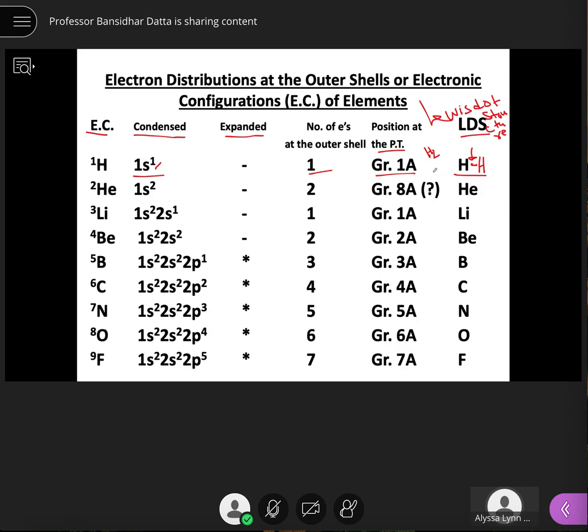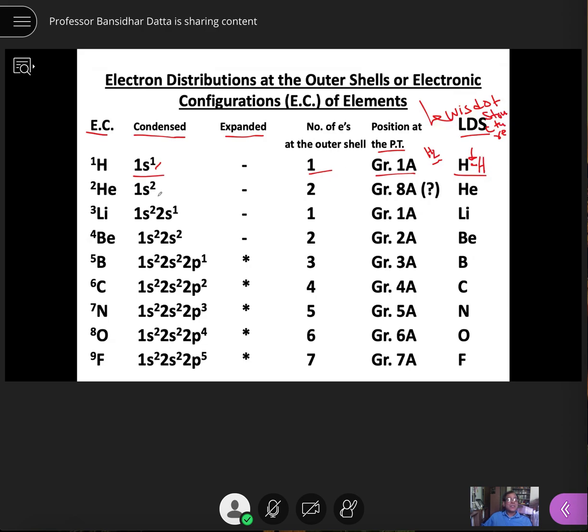I have a question. For the Lewis dot structure, do we write just the dot, or do we have to write the bond? No, just a dot. But I showed you that hydrogen doesn't exist as H because of the instability, as you said, and therefore we want the covalent bond. Is that okay?